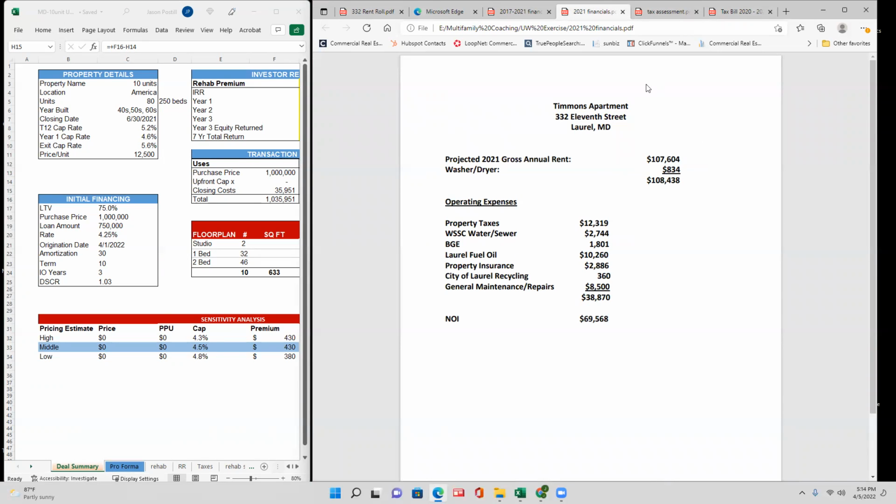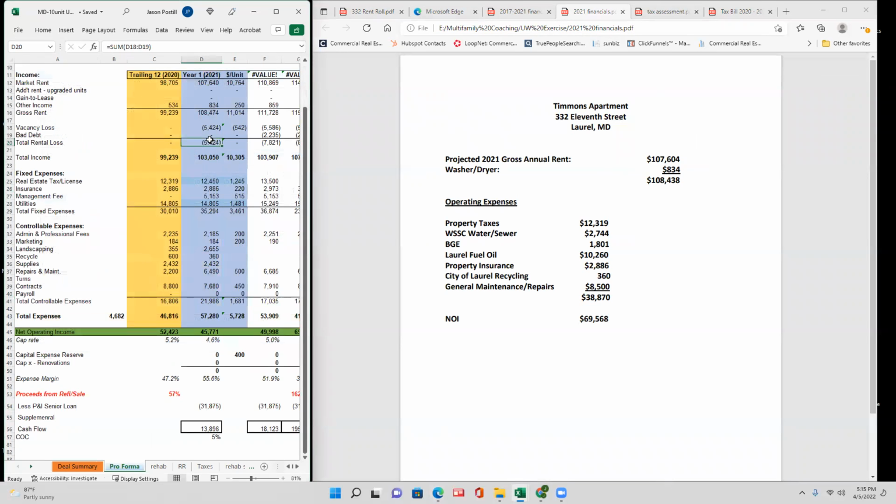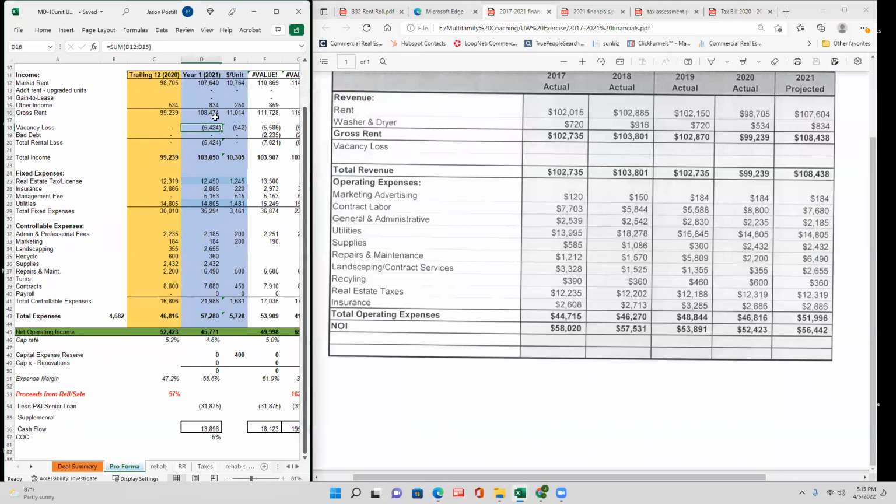So little things like that. But then you say, well, this isn't going to maybe stay 100% occupied, so you've got to put in a vacancy. They didn't put in the vacancy. As a rule of thumb, 50% expense ratio, we're swinging between 47 and 55. So that tells me, at a high level, this was underwritten pretty well overall.